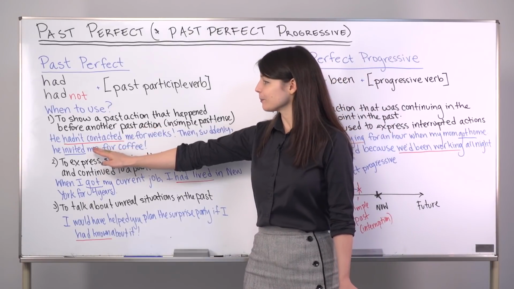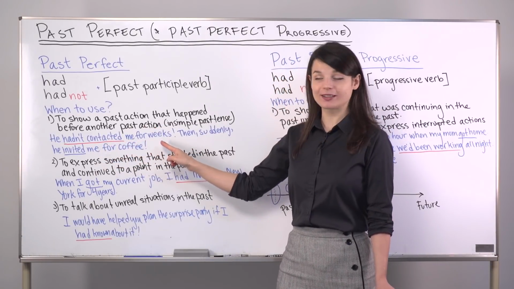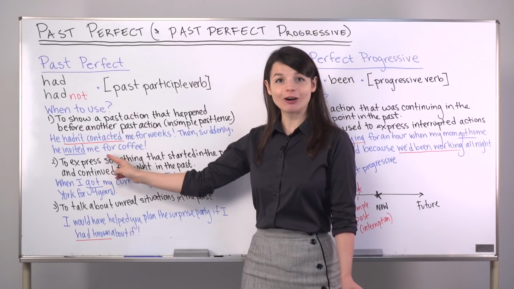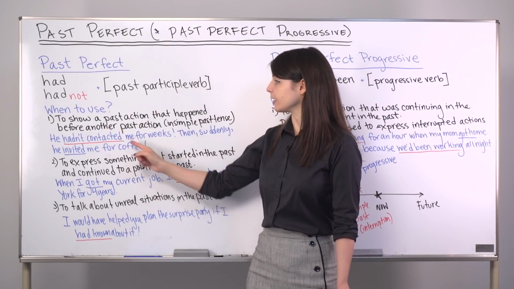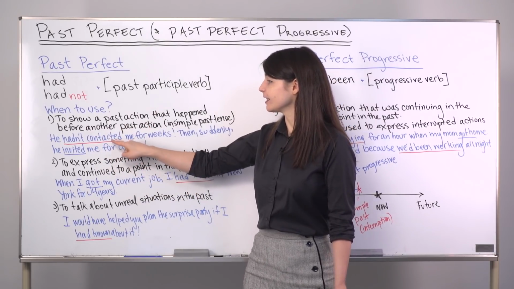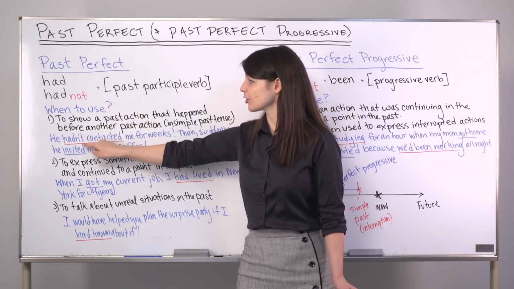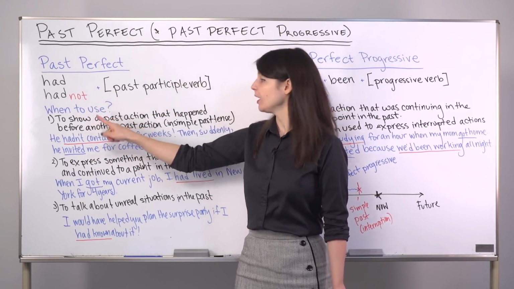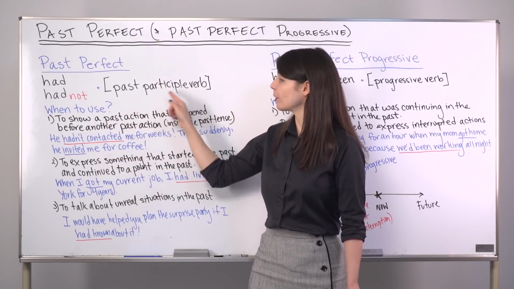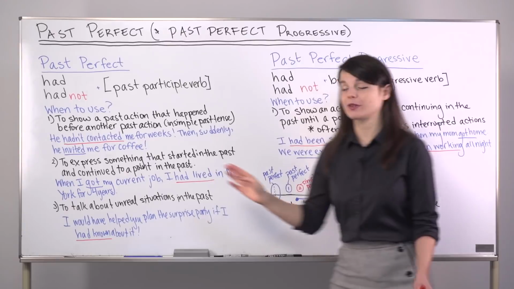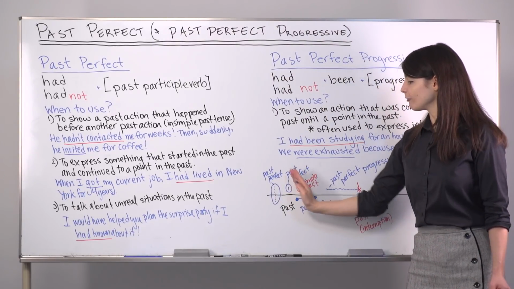He hadn't contacted me for weeks. Then, suddenly, he invited me for coffee. So here we see hadn't contacted. This is the negative form of the past perfect tense. Hadn't is the contracted form of had not. Contacted is my past participle verb. He hadn't contacted me for weeks. So this is my past perfect situation.